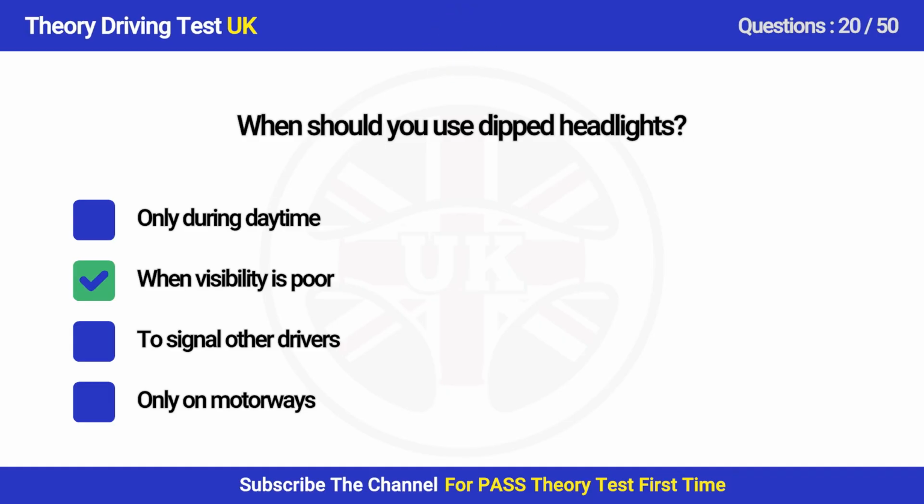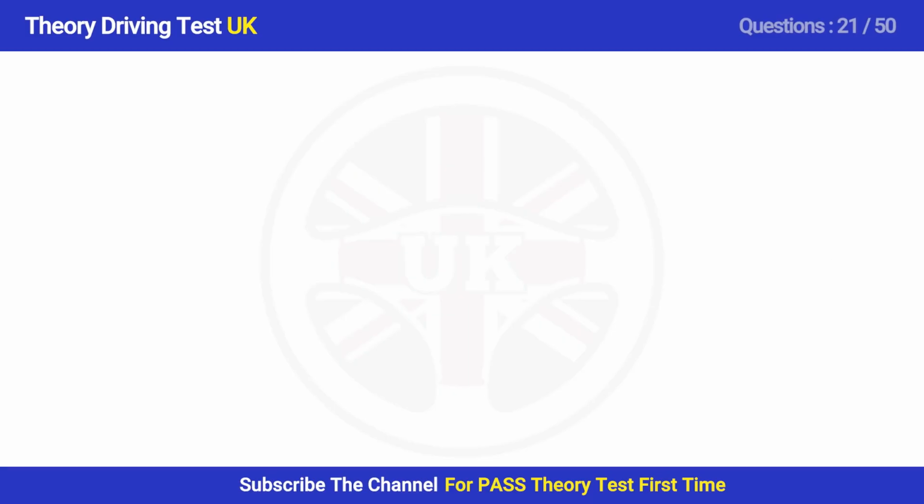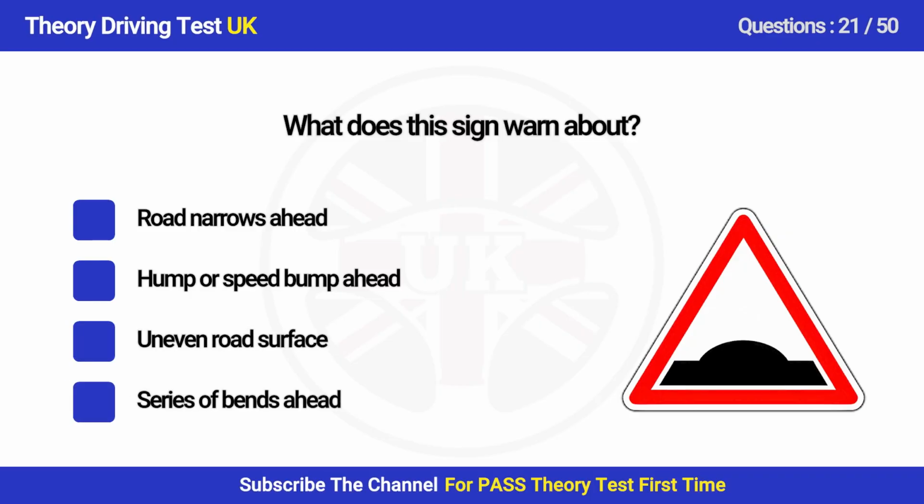Answer is B. When visibility is poor. Dipped headlights should be used when visibility is poor, such as during rain or mist, and also when meeting other vehicles to avoid dazzling them. Question 21. What does this sign warn about?